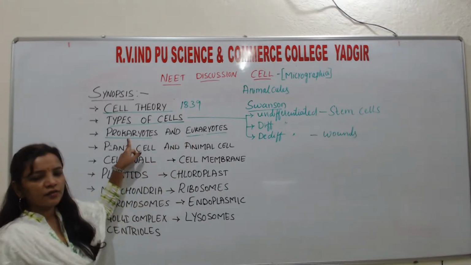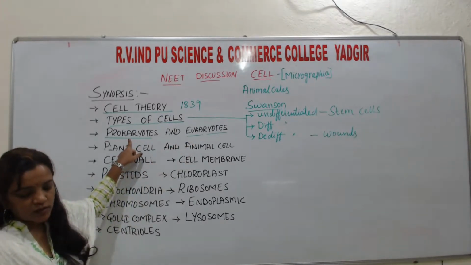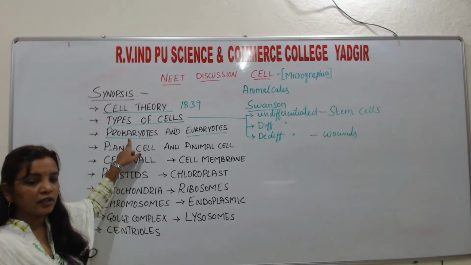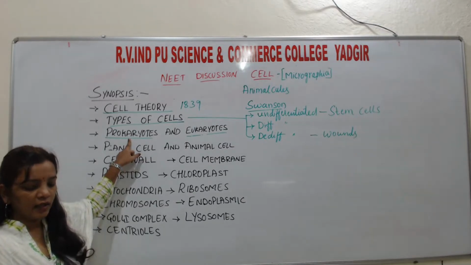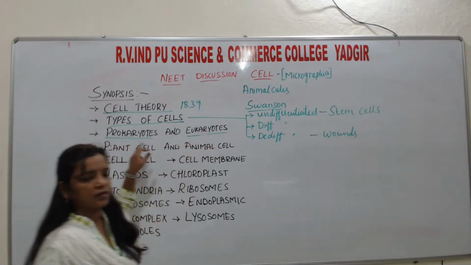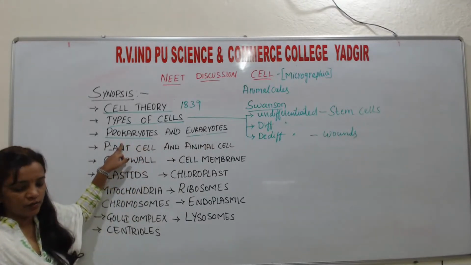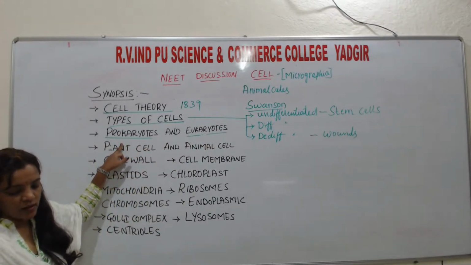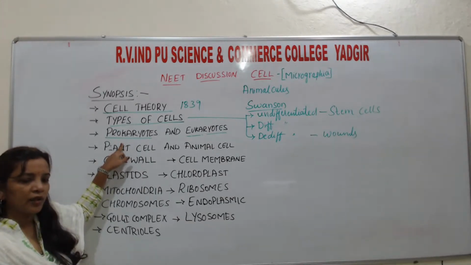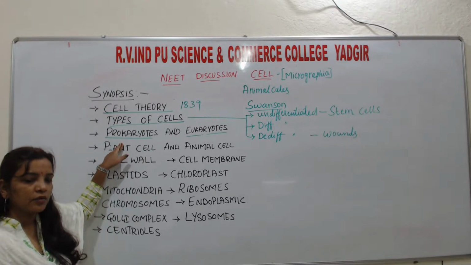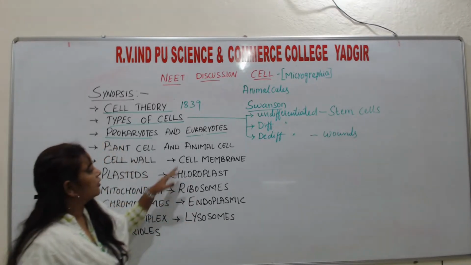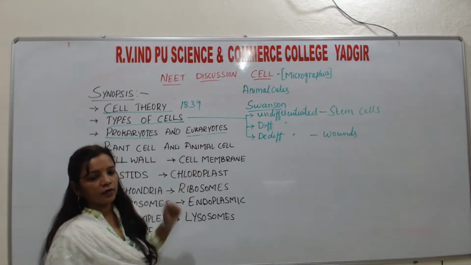Next differences, if you see prokaryotes, cytoplasm does not show cyclosis. Okay, cytoplasm is not showing any cyclosis. Cytoplasm is showing the cyclosis in case of eukaryotes. Next differences. Membrane bound organelles like mitochondria, Golgi body are absent in prokaryotes. All the organelles which I have written here will come under eukaryotes.